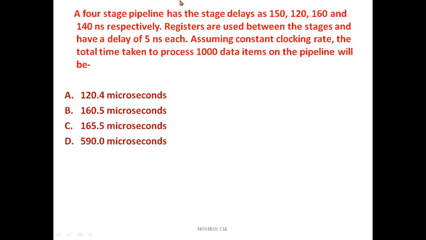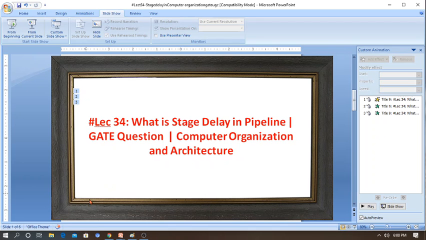So here assume that we have 4 stages. In a pipeline, the input of one stage depends on another one, and similarly the input of the next stage depends on another, and so on. The connectivity is like a pipe or a chain structure. So there will be a 4-stage pipeline with delays of 150, 120, 160 and 140, and 4 registers are used because there are 4 stages, each register having a delay of 5 nanoseconds. Let's go to another view for better clarity.